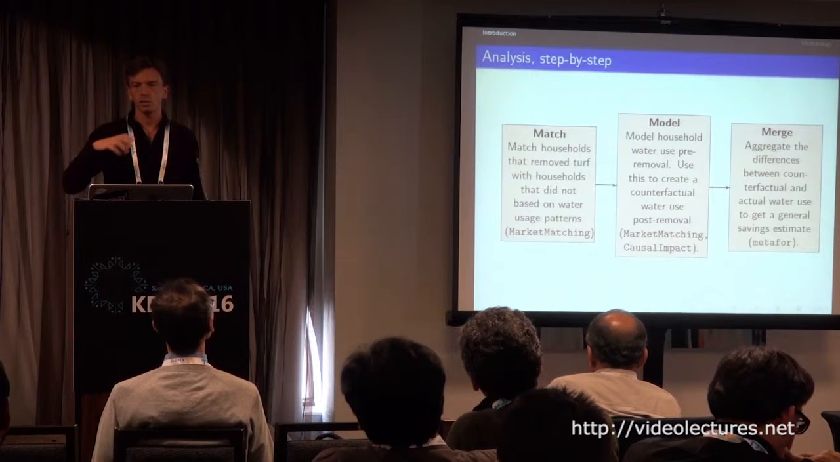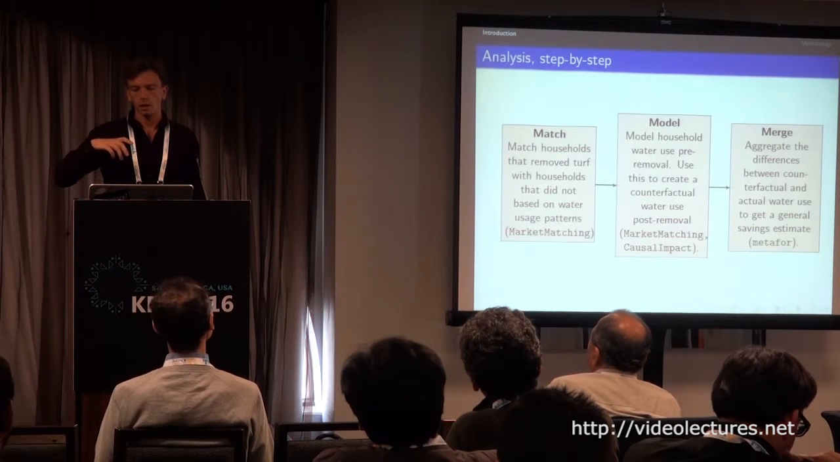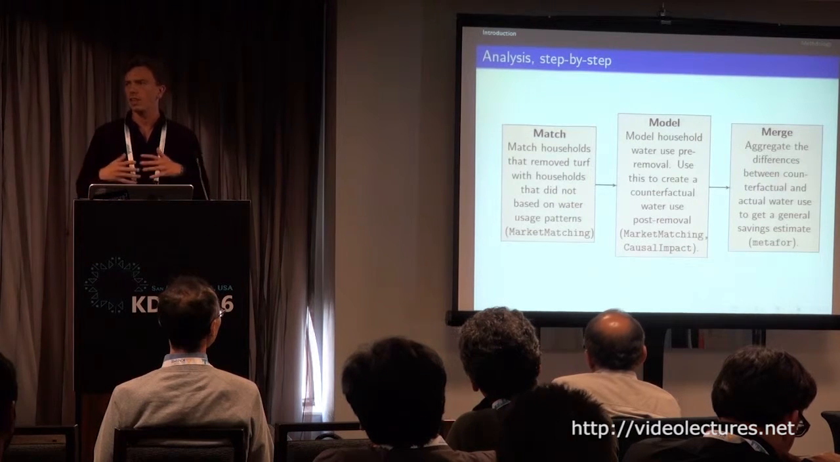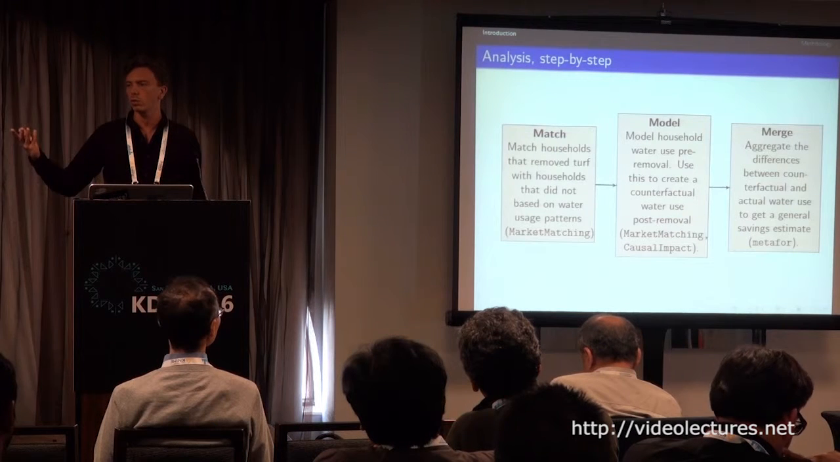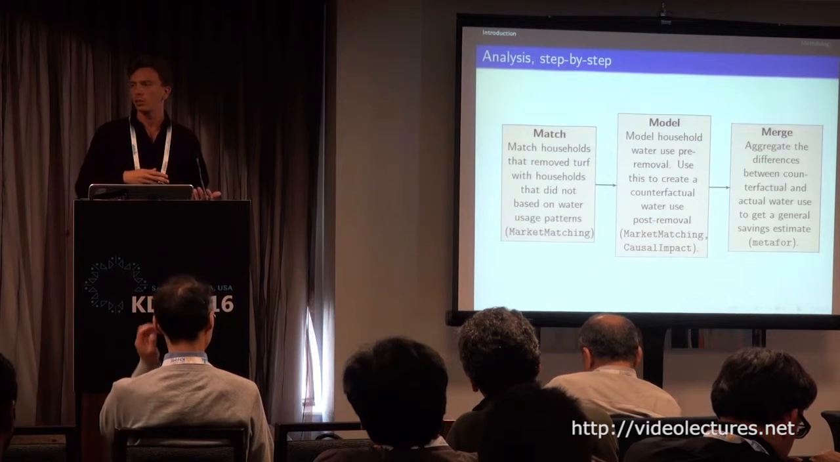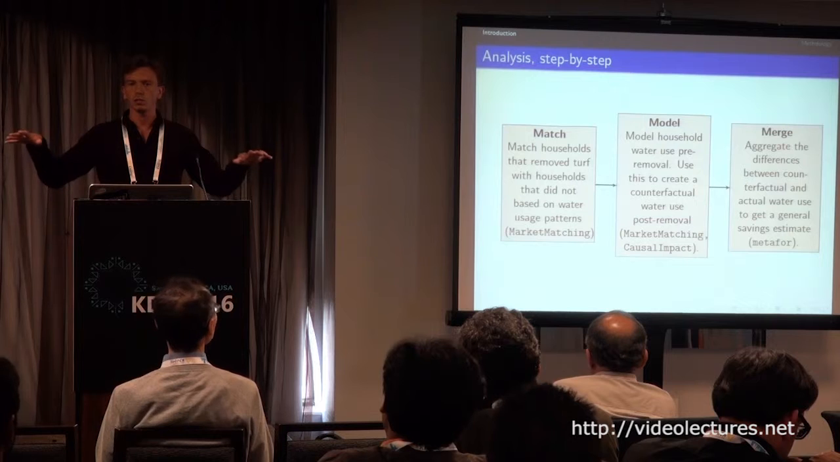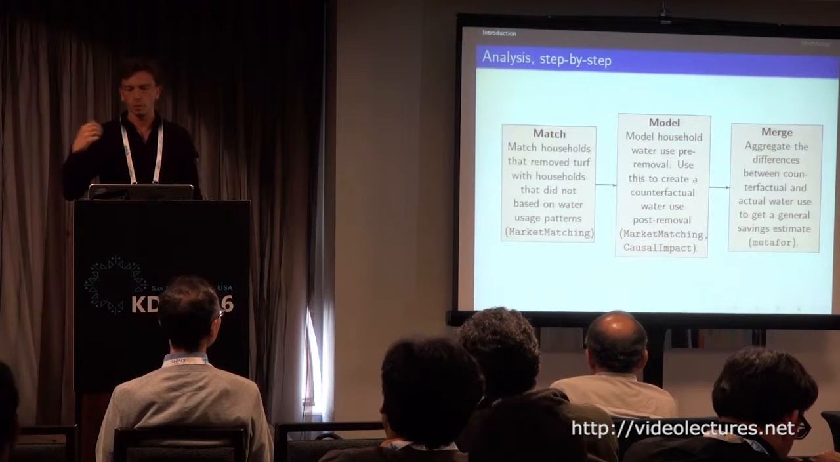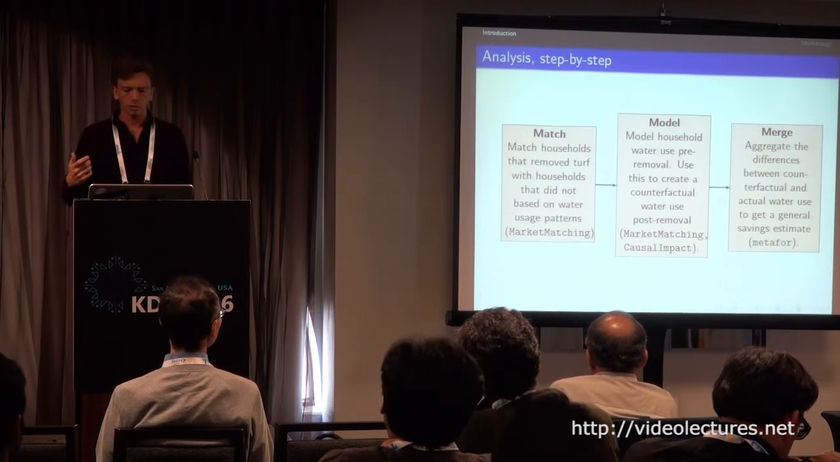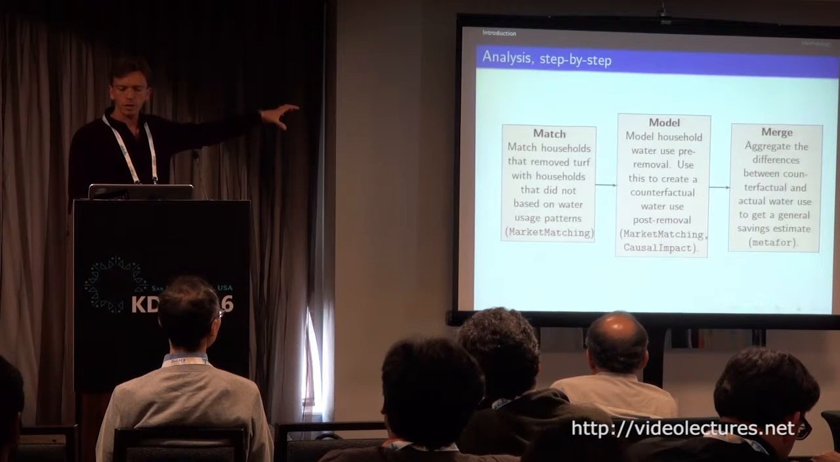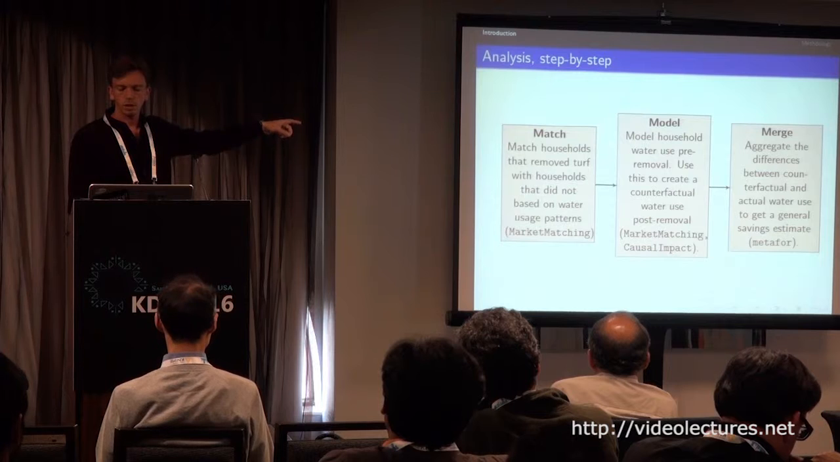We find households that are similar to them, and then we use those as inputs into a Bayesian structural time series model that creates a synthetic control that serves as a counterfactual for how much water the treatment household would have used had they not participated in the turf rebate. And then we merge these individual household level estimates to get an overall estimate. The whole analysis was done using the R programming language, specifically the market matching package, the causal impact package, and the metaphor package.